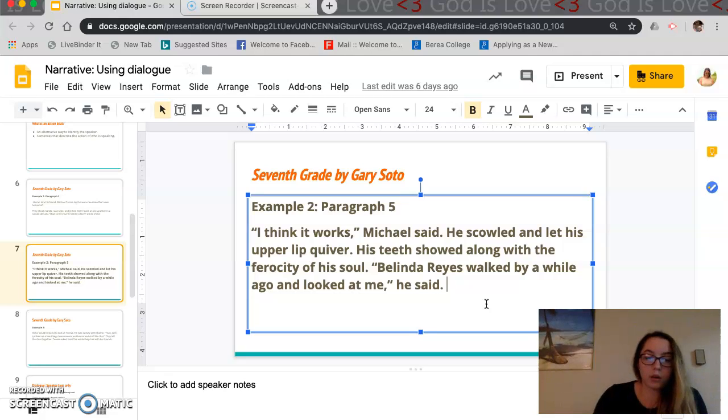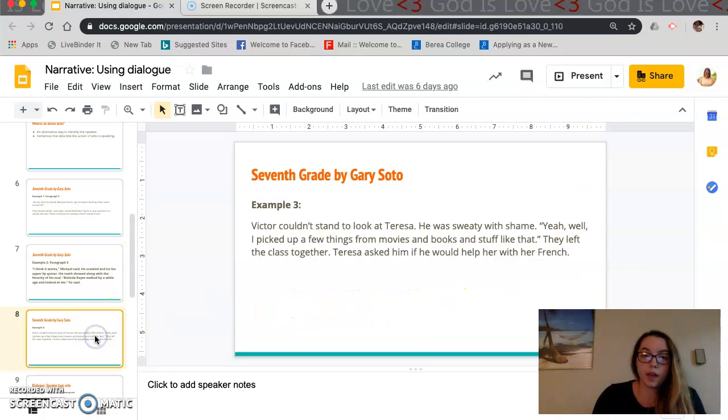Next, I want to look at an example of an action beat that is not combined with a speaker tag. In our text, 7th Grade, this is found on the bottom half of page 6 if you're following along. We can see that the action beat shows us what Victor and Teresa are doing. So we see, "Yeah, well, I picked up a few things from movies and books and stuff like that," and they left class together.